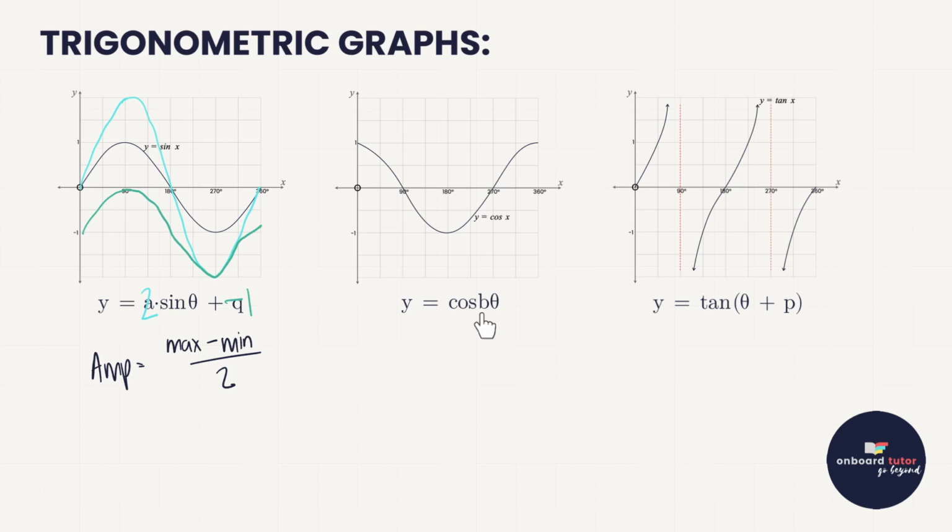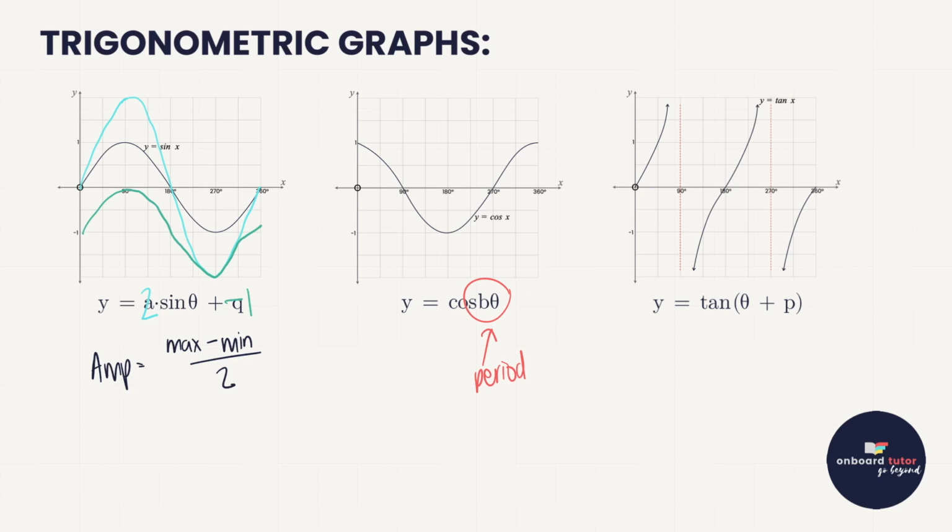The next factor that can change here is we can put something in front of the degrees. Okay, so in this instance, cos b theta is going to affect the period. So this would result in a period change, and the period is the time it takes for one full wave to be complete. So here we've got the cos graph, and it takes 360 degrees for one full wave.